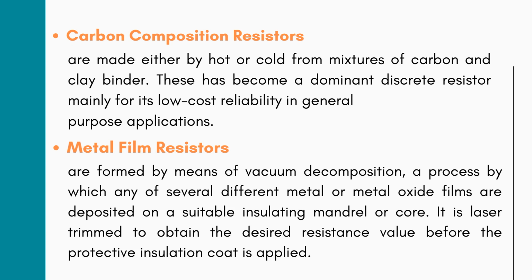C. Metal film resistors are formed by means of vacuum deposition, a process by which any of several different metal or metal oxide films are deposited on a suitable insulating mandrel or core. It is laser trimmed to obtain the desired resistance value before the protective insulation coat is applied.